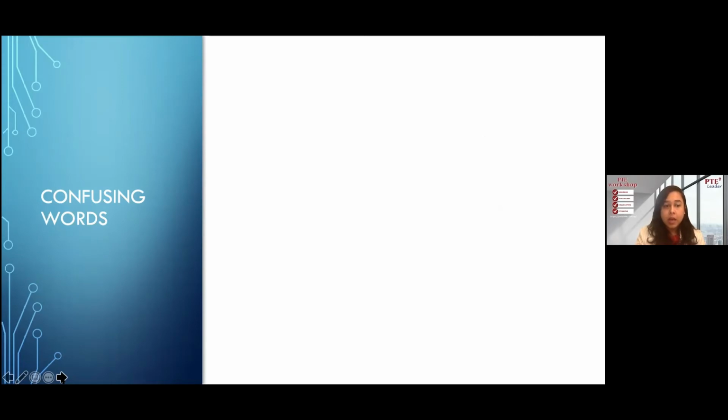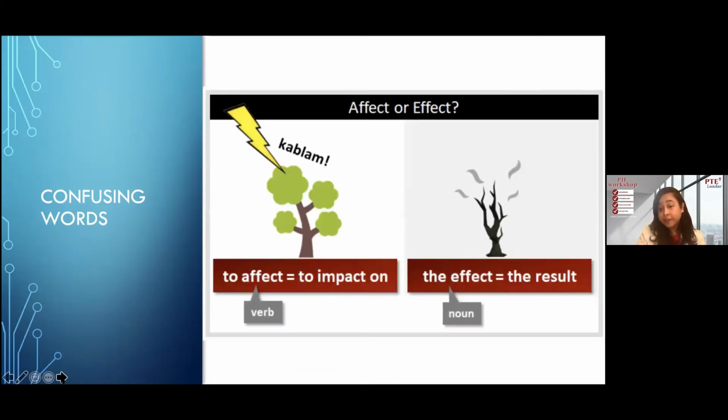All right. Affect or effect. Again, this sounds pretty similar. When we pronounce these two words, they sound very similar, but the meaning is different. The spelling is also different. So affect with an A is a verb. It means to have influence, to have an impact on something. But effect with an E is the noun. It's the consequence of something.